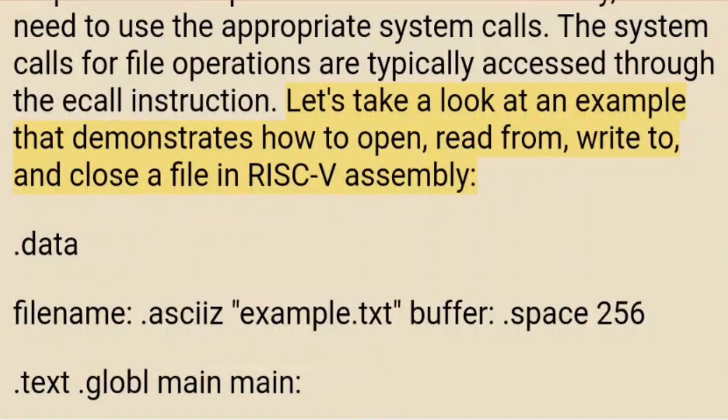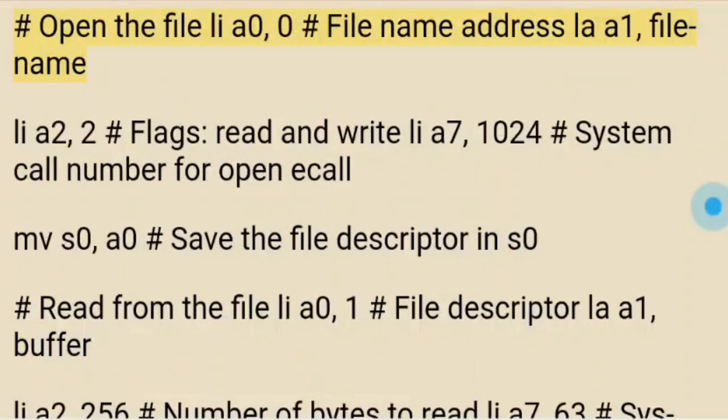.data. filename: .asciz "example.txt". buffer: .space 256. .text. .global main. main: # open the file. li a0, 0 # file name address. li a1, filename. li a2, 2 # flags, read and write. li a7, 1024 # system call number for open. ecall. mv s0, a0 # save the file descriptor in s0.